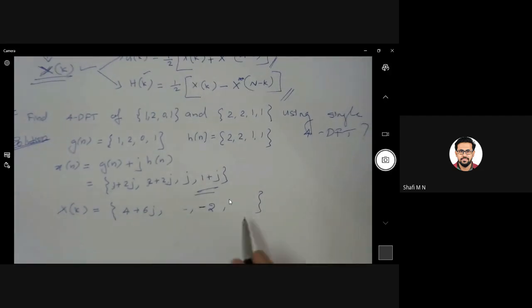You find the other terms also. Okay. So using the equation, find this term. What will be that?